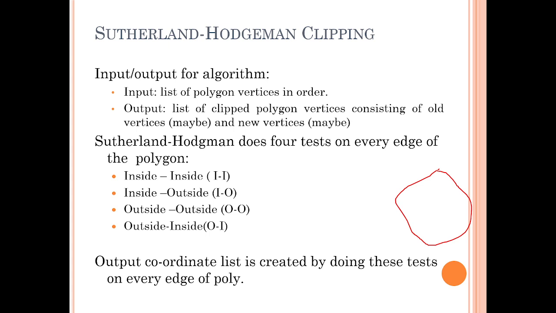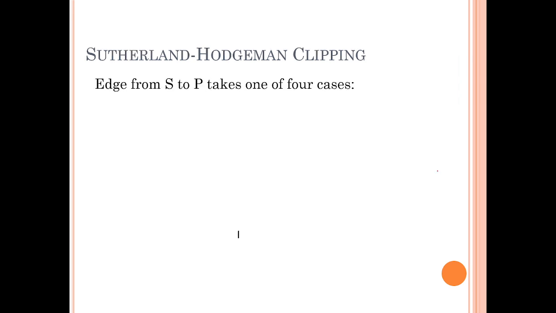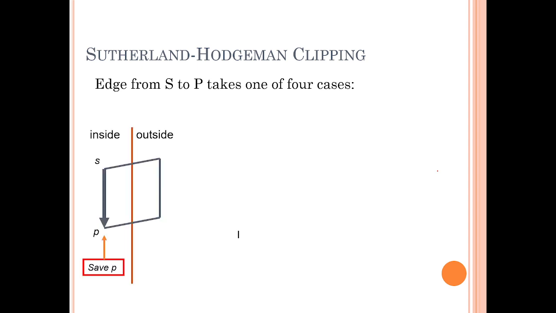Inside, outside, outside, inside. So the output coordinate list is created by doing these tests on every edge of the polygon. The edge from S to P takes one of four cases. If it is completely inside, we can save P, that is the edge S to P.